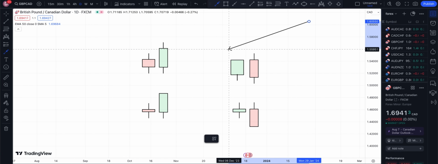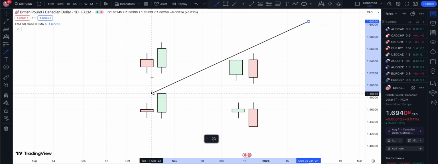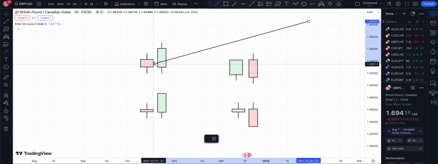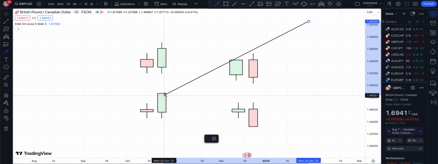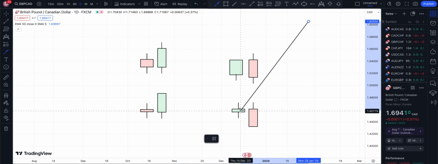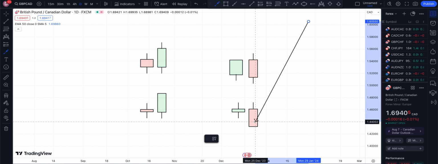I'm trying to look for these types of candlestick patterns. I'm trying to look for very weak momentum from the previous candle and then a very strong push from the new candle. Same thing right here. Very weak candle before and a very strong candle now. Those are the types of patterns that I'm looking for.